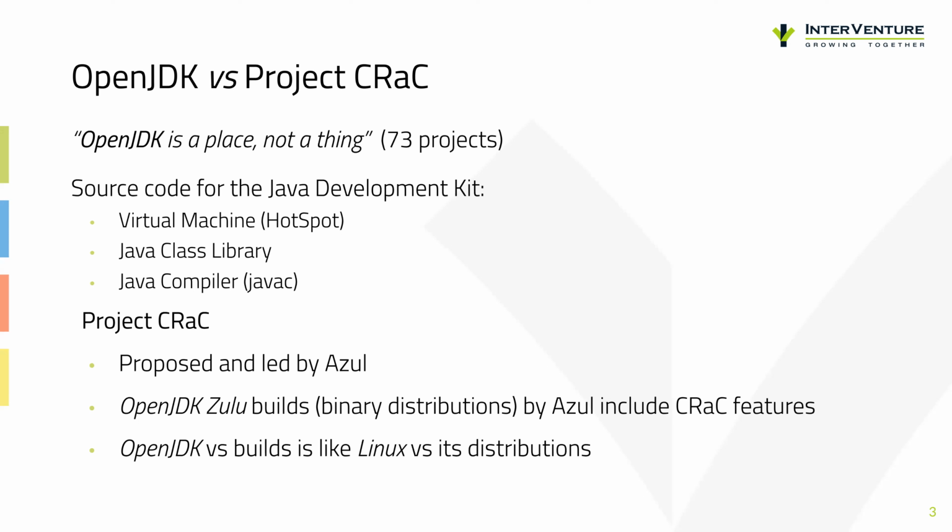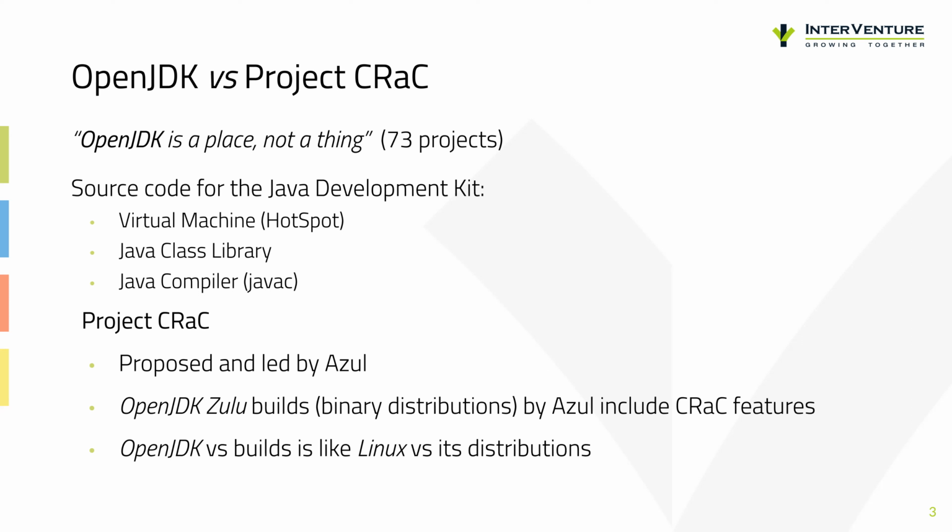First, I would like to make a slight comparison between OpenJDK and Project CRaC. OpenJDK is an open source implementation of the JDK, and it contains the source code for the most important components like the Java virtual machine, popularly known as HotSpot, also the Java class library, and the Java compiler. As it provides the source code for the Java development kit, you still need to have a binary distribution of this JDK to run an application that's compiled into bytecode.